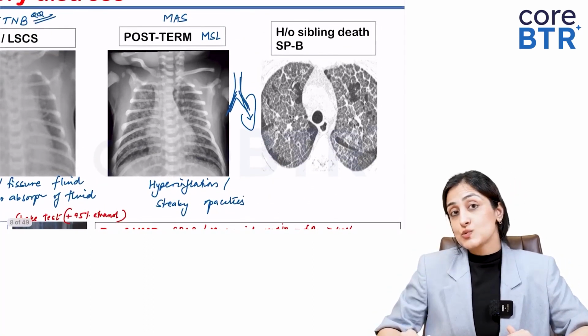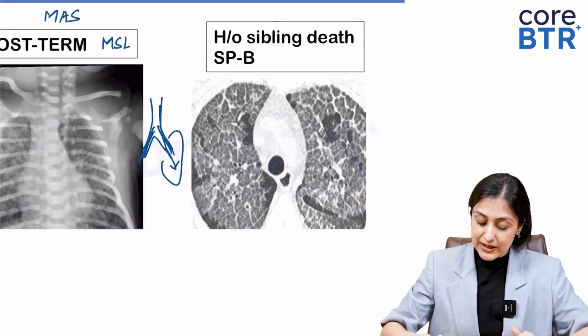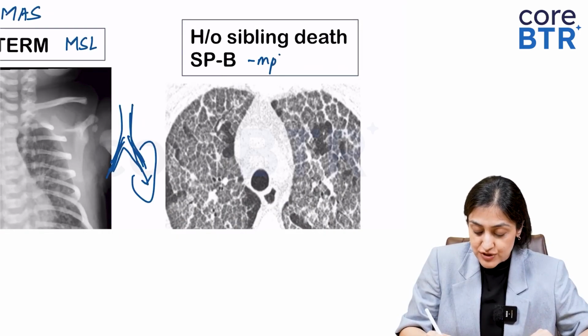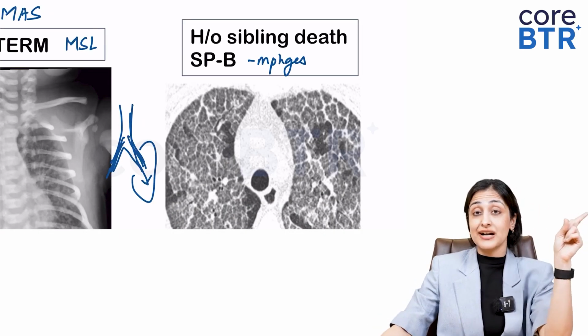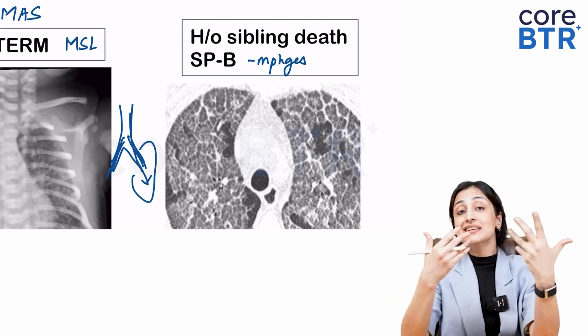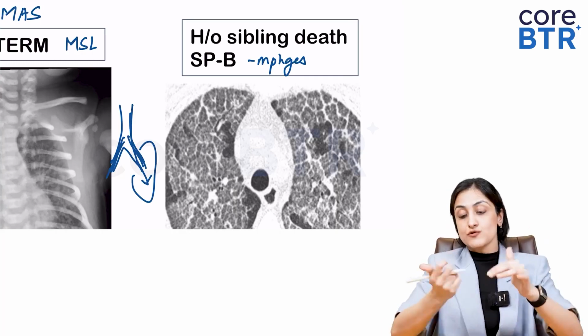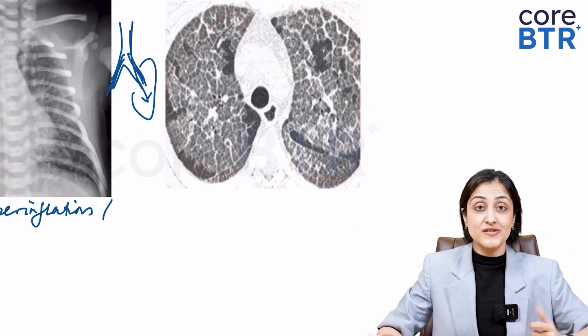Next condition, the buzzword here will be sibling death. So there will be a history of sibling death. This is where we have a defect in macrophages. So they write surfactant protein B. So this is not surfactant. This is macrophages that are not able to degrade the debris. So that is why, look at the lungs. The lungs are full of accumulated debris.